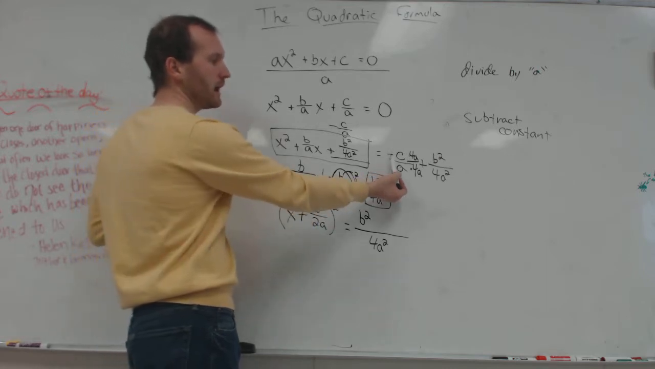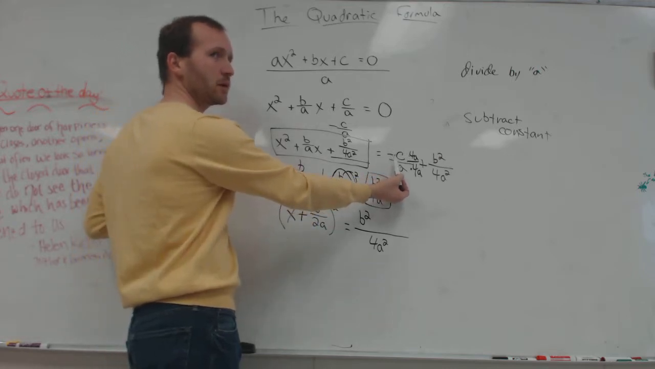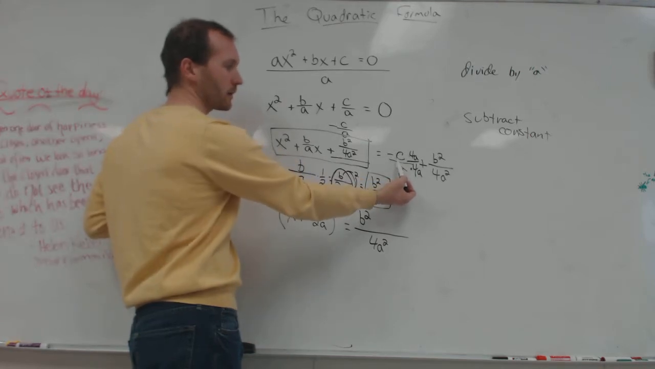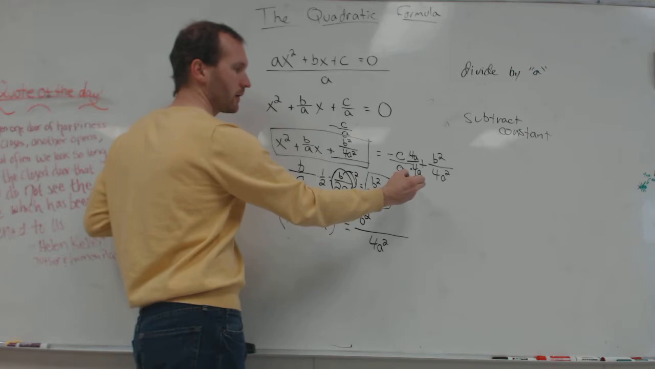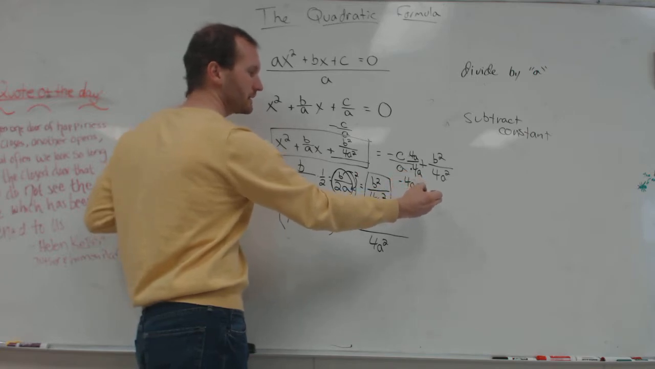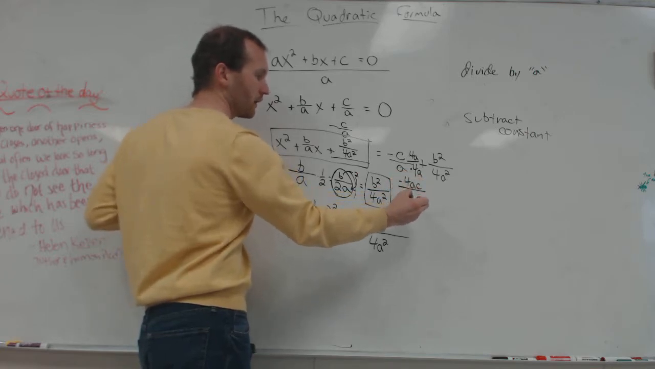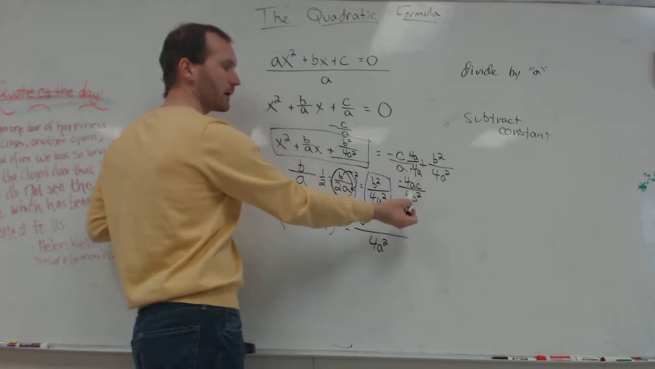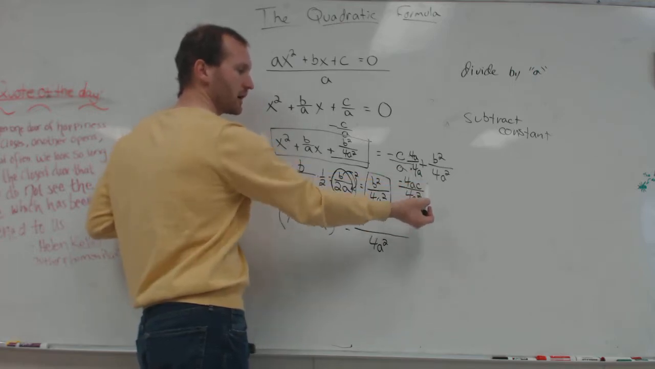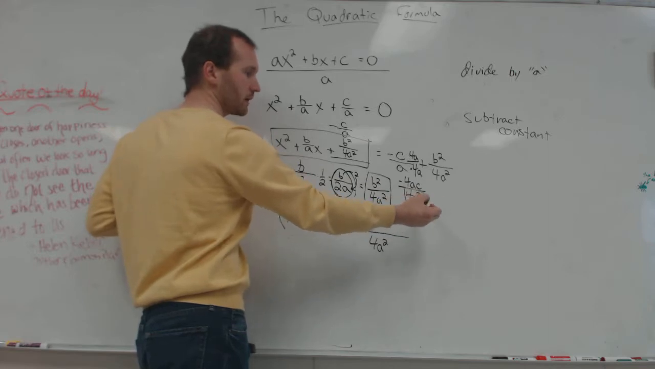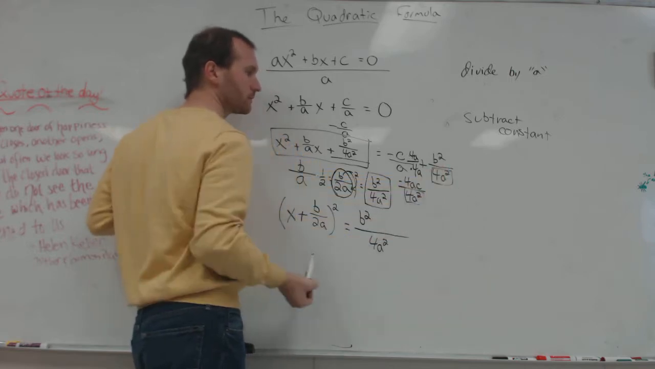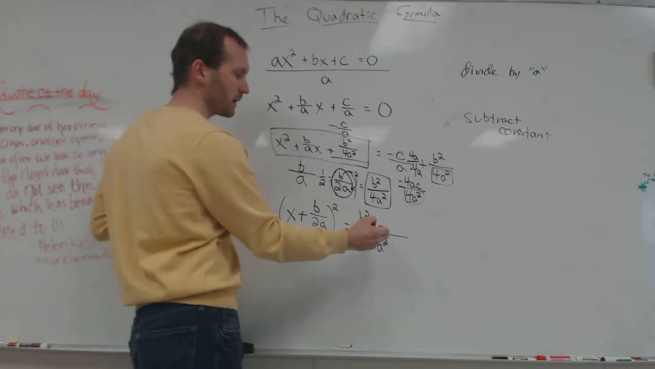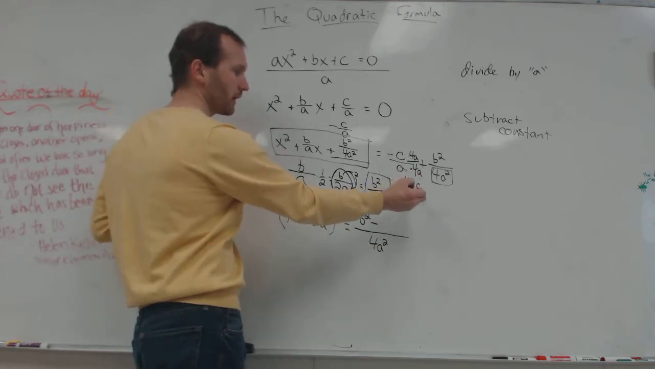So now I have negative, and I'm going to put this in the typical order that we put variables in: number and then alphabetical order. So I'd have negative 4ac over 4a squared. And now I can combine this fraction with this fraction because I have the same denominator. So this is b squared minus 4ac.